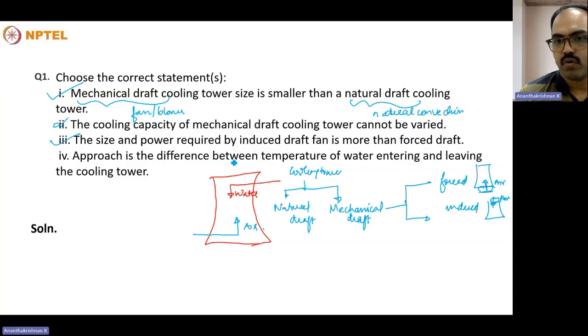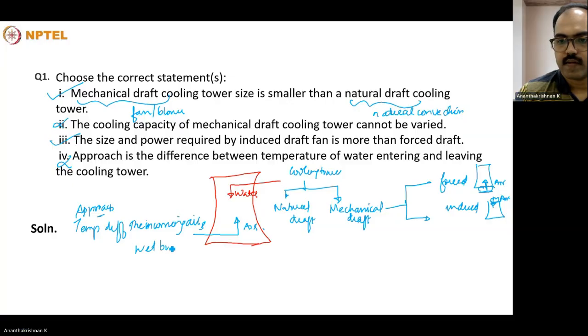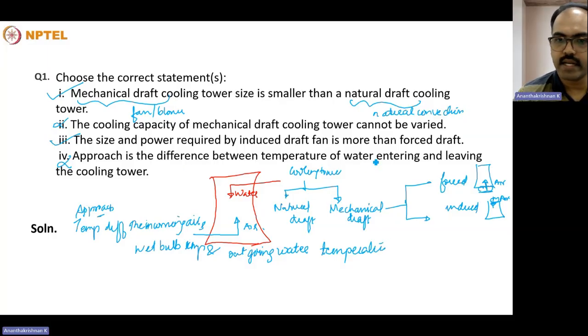Then the last question: approach is the difference between the temperature of water entering and leaving the cooling tower. No. Approach is actually the temperature difference between the incoming air's wet bulb temperature and the outgoing water's temperature. The difference between the temperature of water entering and leaving is called range. So option 1 and 3 are the right options.